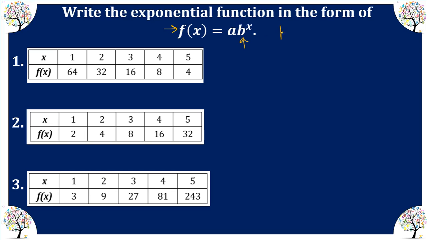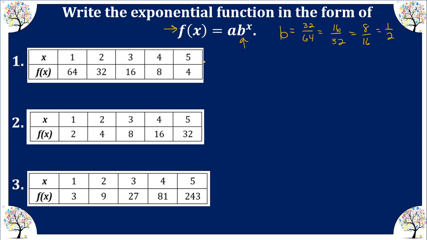So remember, your B value is going to be, in this case, 32 over 64. Or we could have done 16 over 32 or 8 over 16 and so forth. But we're going to get 1/2 in the end, no matter which ratios we use. So our B value is 1/2. Now we don't know the A value. So just like when we were trying to find a linear function and we didn't know our y-intercept, you're going to choose a point to be your f of x and your x. And that way we can find A.